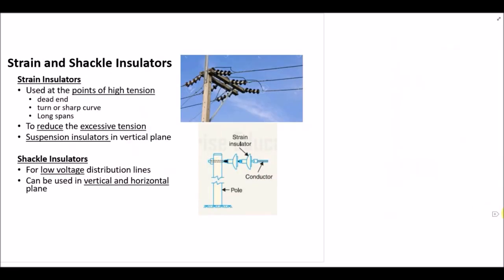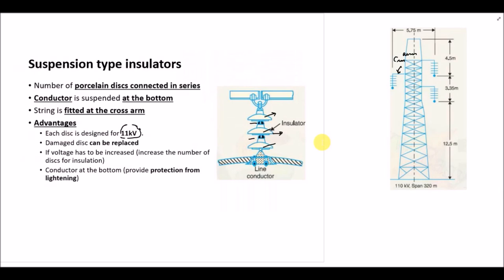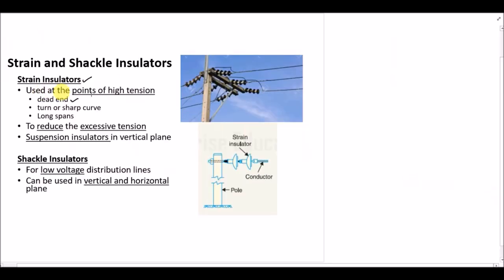Then we have strain insulators. The strain insulators are present at high tension points, usually dead ends where the transmission line ends, or where there is a turn in the transmission line, or where the conductor span is quite long. They are there to reduce the tension. Strain insulators are actually suspension insulators, but the orientation is changed. In the previous case, the suspension type insulators have discs that are horizontal to the ground, oriented in the horizontal plane. But in strain insulators, they are in the vertical plane.